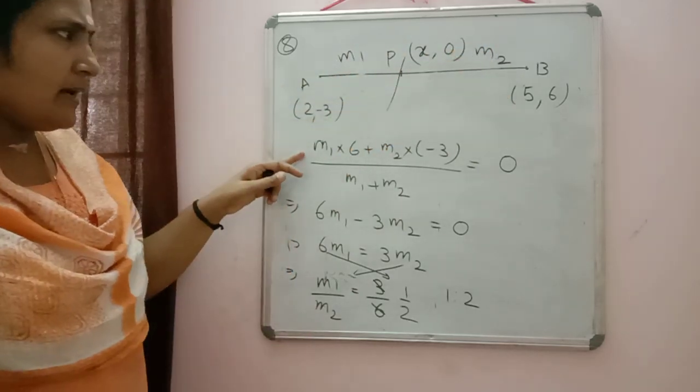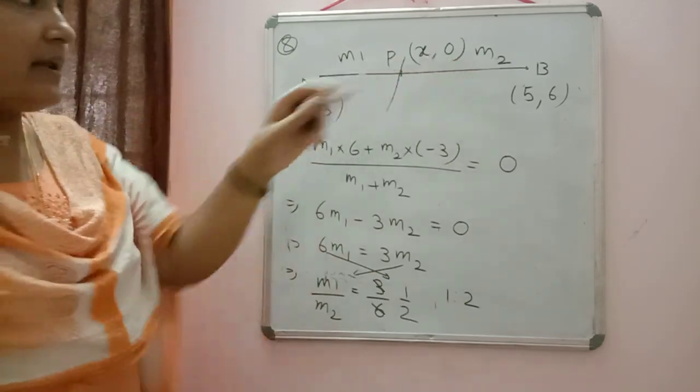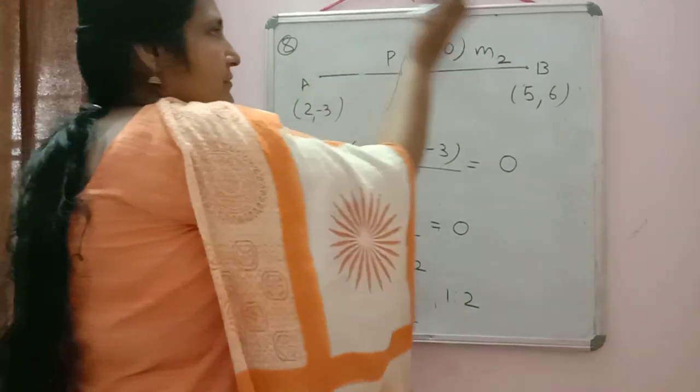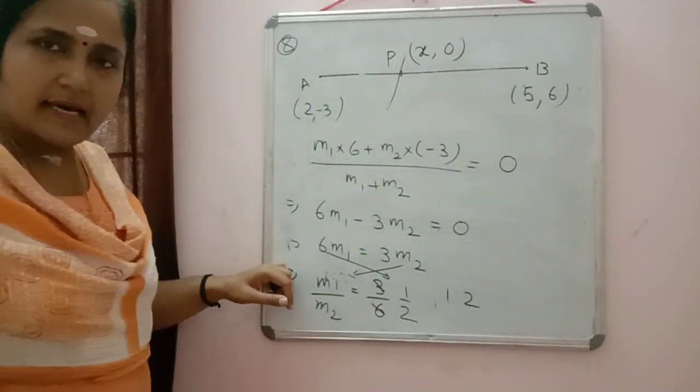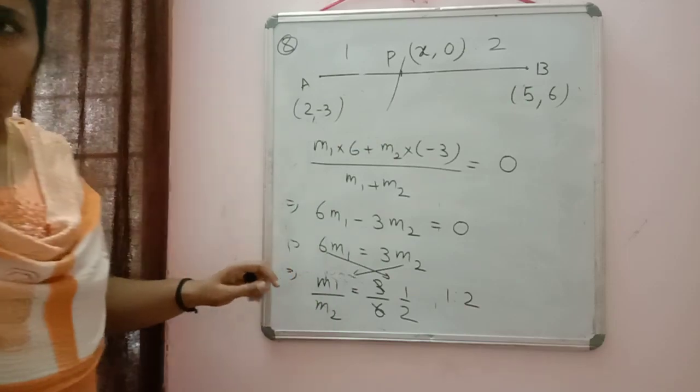Now, if it is easy for you, you can do it this way. Otherwise, here we can write down the ratio. Whatever answer we got, we can write down the answer here only. We got the ratio as 1 is to 2.